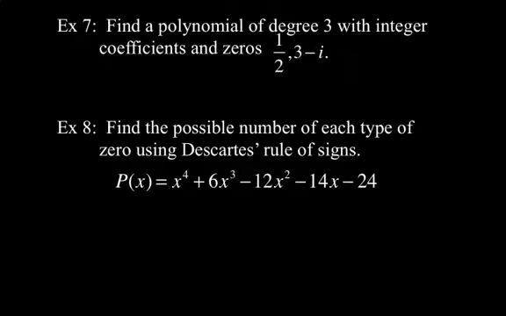In example 7, we find a polynomial of degree 3 with integer coefficients, and the zeros are 1/2 and 3 minus i. And then example 8, find the possible number of each type of zero using Descartes' rule of signs. So we're finding the positives, we're finding the negatives, and then we'll also look at how many could be imaginary.